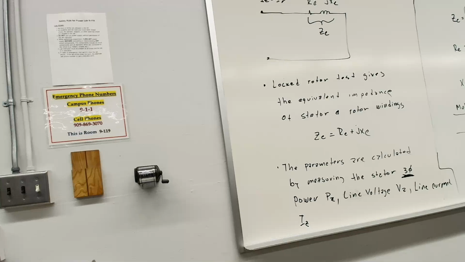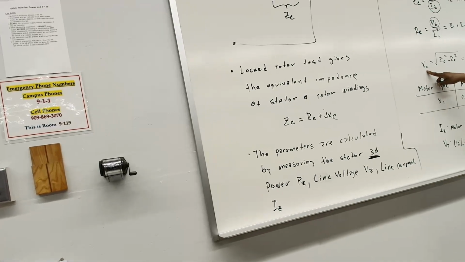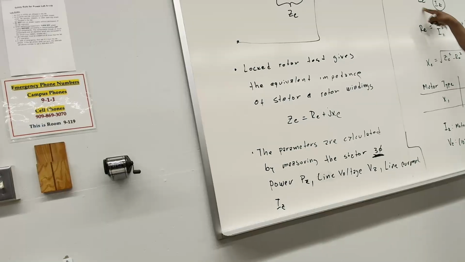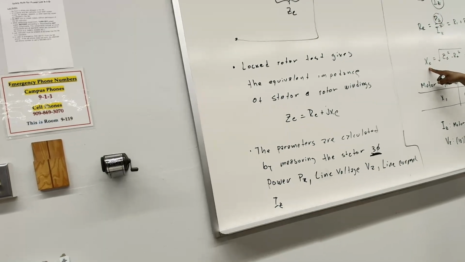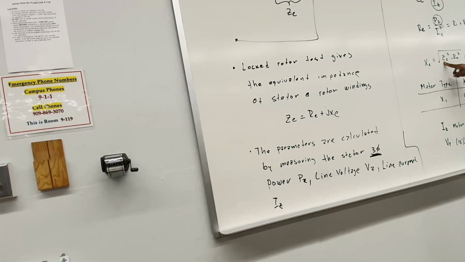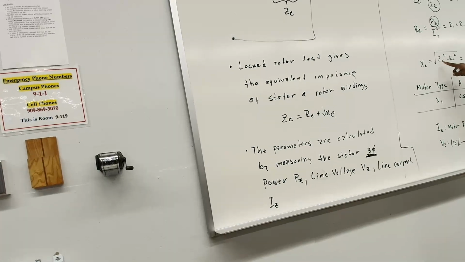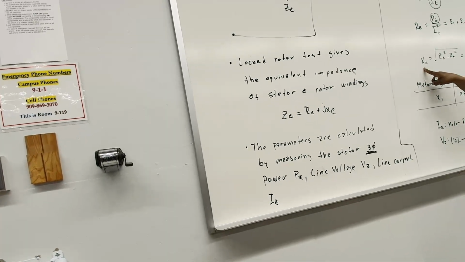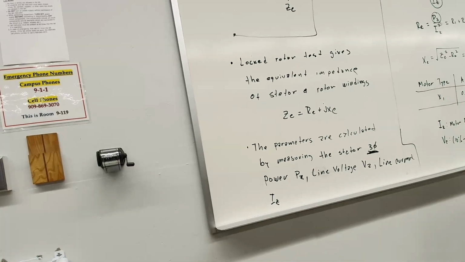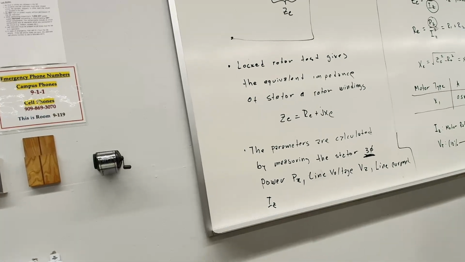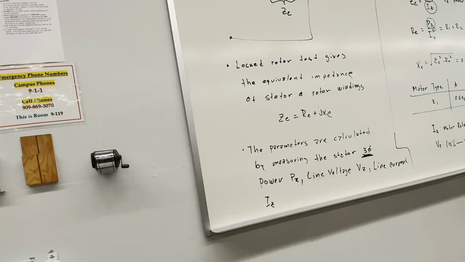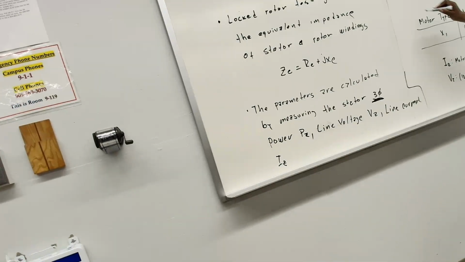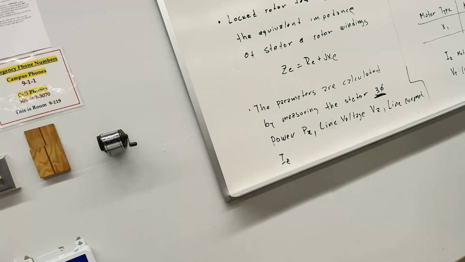So what about X? Well, we can measure Z, but we cannot measure X. So the way we do it is X is the square root of ZE squared minus RE squared. That gives you the value of X, the total reactance of the machine, the winding for the stator and the winding for the rotor. Here's a table, and this is a standard table.